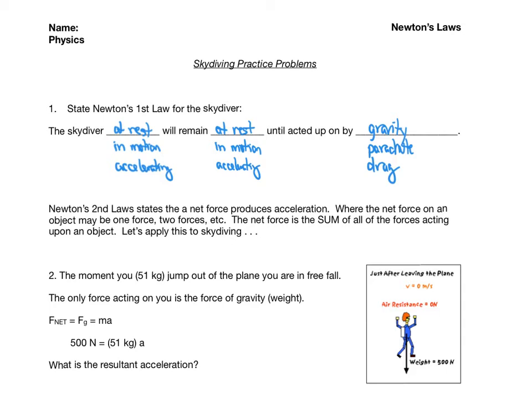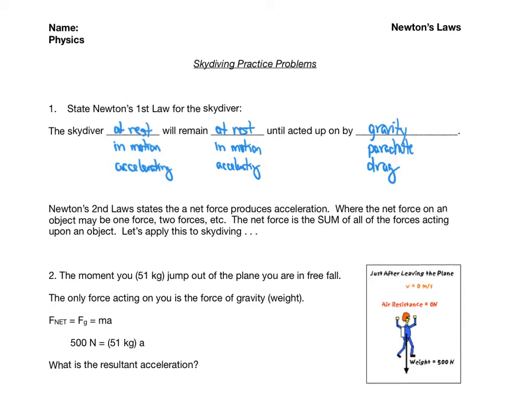All right, we're on to Newton's second law. And you saw these in the skydiving physics video. We did it conceptually, but now we're doing it with numbers. So we're saying that this skydiver here is 51 kilograms, which gives a weight of about 500 newtons or so. And just leaving the plane, right, no initial velocity, just the initial jump, and starts to just accelerate due to gravity. So it says, what is that resultant acceleration due to gravity right here?